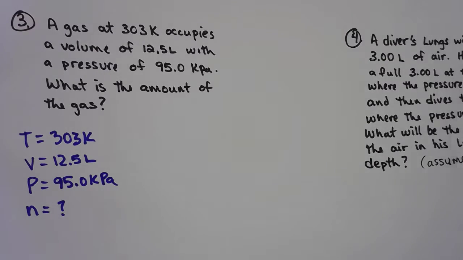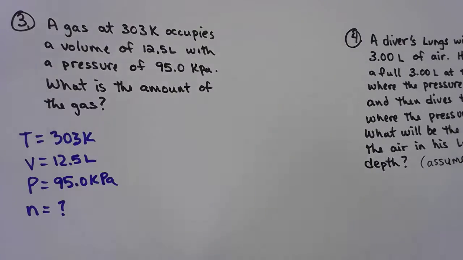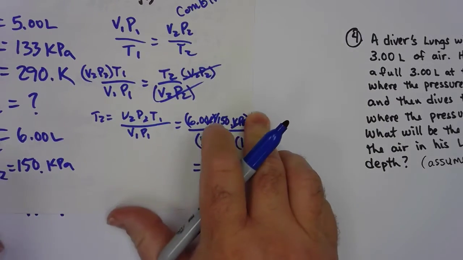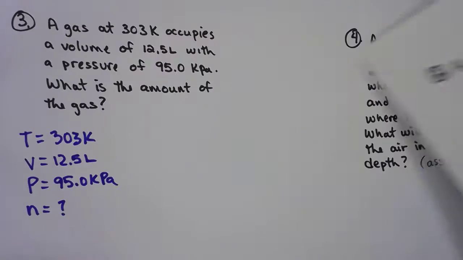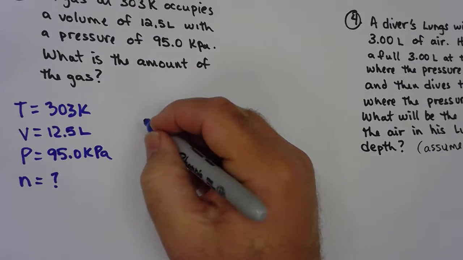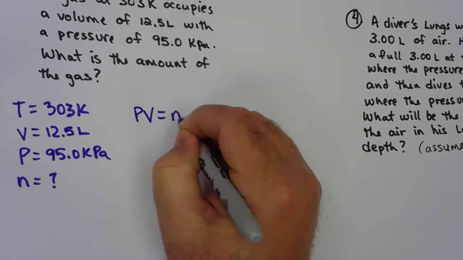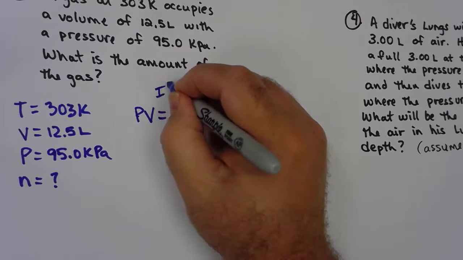So notice on the first problem, I had 2 T's and 2 V's. On the second problem, I had 2 P's, V's, and T's. I only got 1 of everything this time, which tells me that I'm going to use this equation, which is the ideal gas equation.